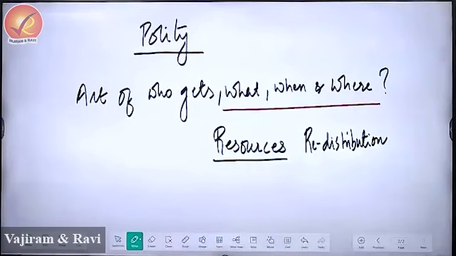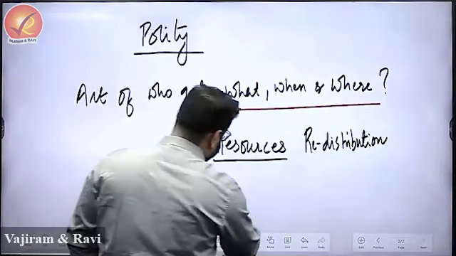Now for this resource to be redistributed in a society, we need institutions. No individual, no matter how much powerful or wealthy, can do a resource redistribution. Getting it? And that too for a country, it is next to impossible. So for that, what do we need? For that, we need institutions.